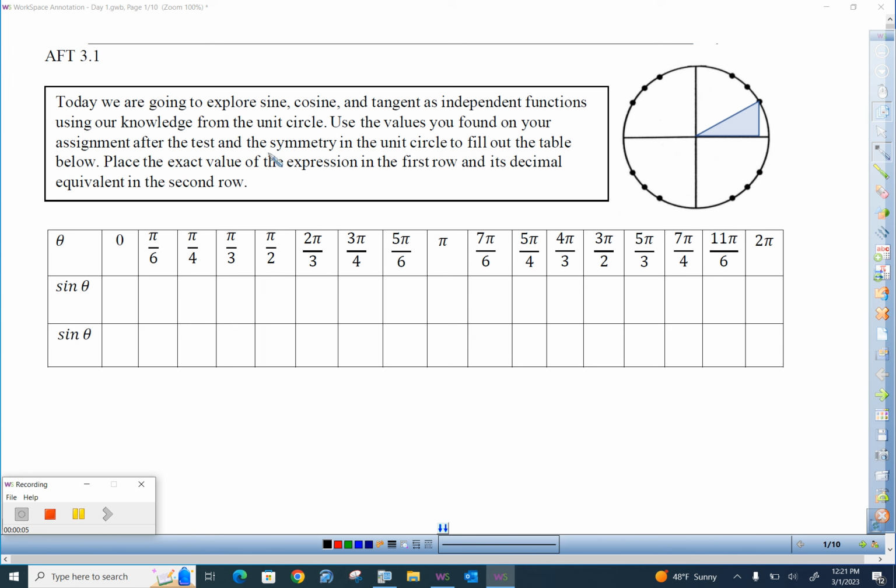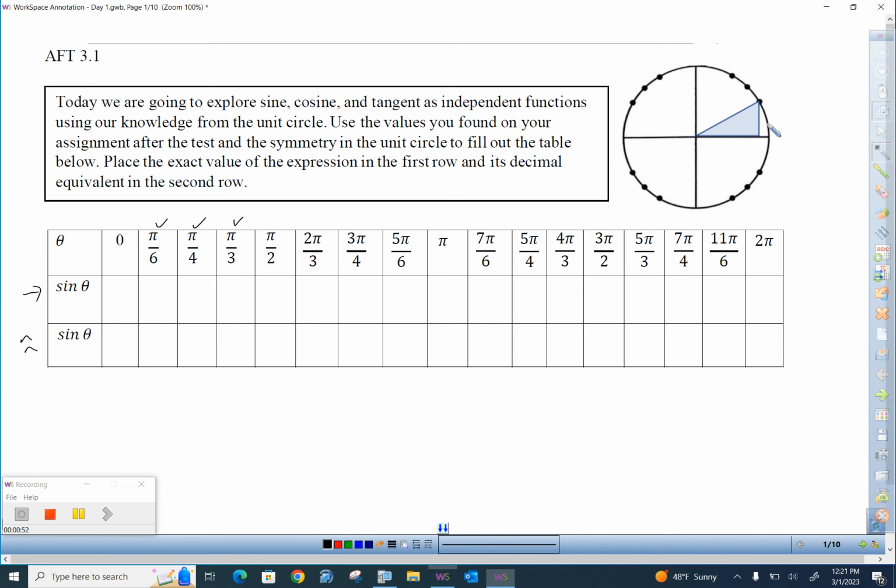Okay, what we're going to do is use that combined with symmetry on this unit circle to fill out the table. So our exact value is going to go in the first column, and our decimal is going to go in the second column. That's our approximate value that we rounded to. Okay, so using your paper, these three represent your triangles, and we're only focusing on sine.